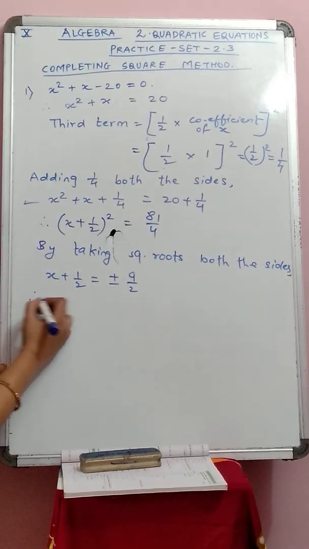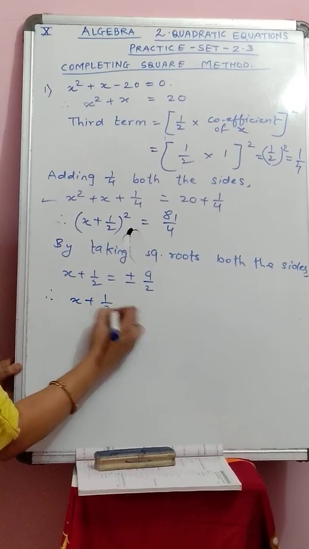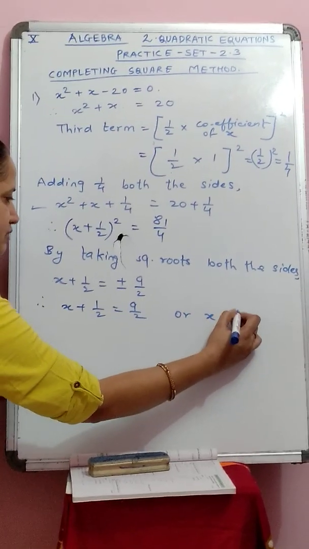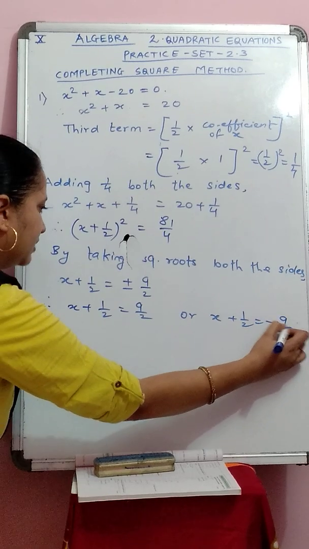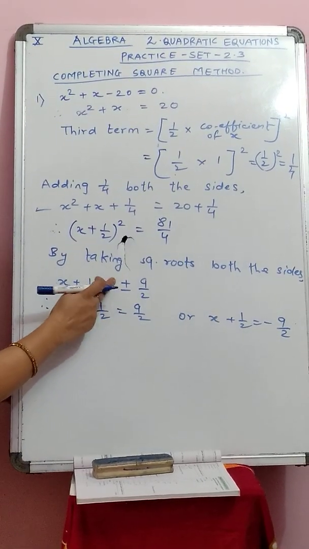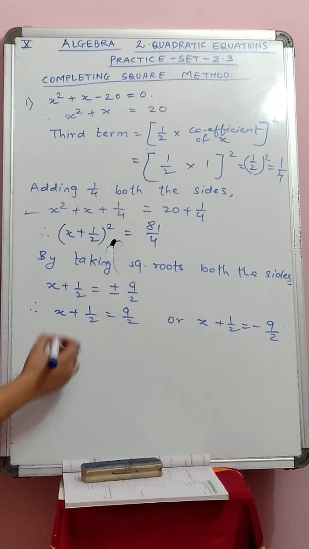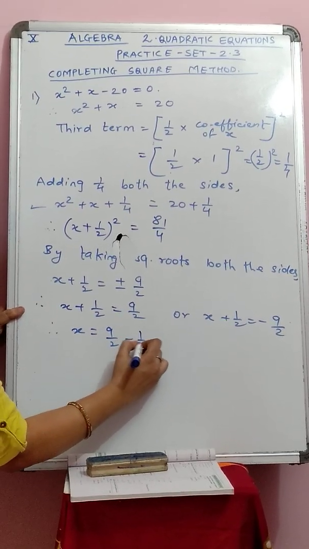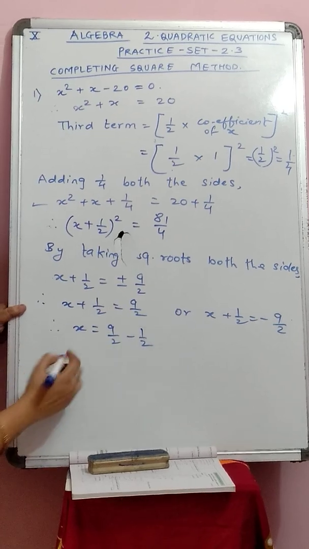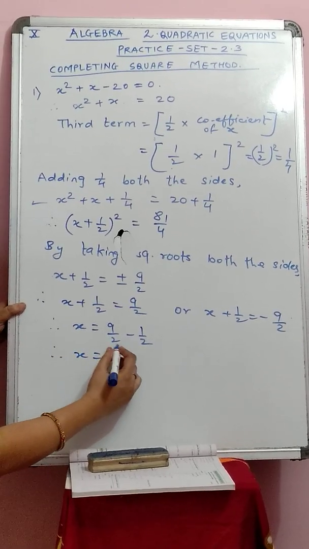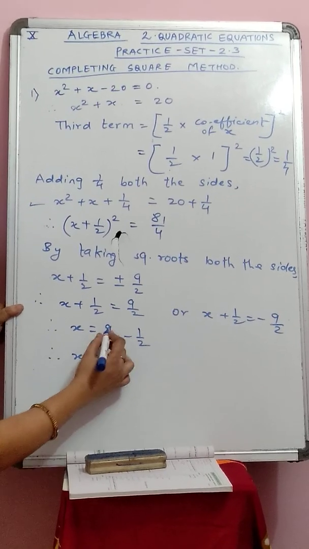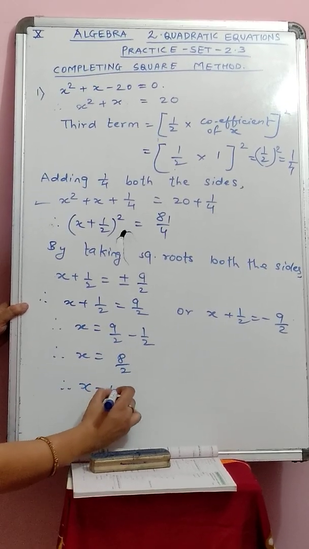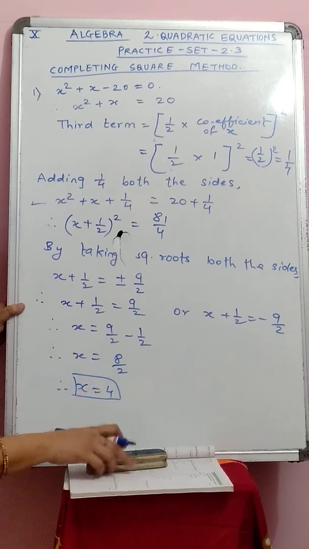Now you are going to solve it. Now it can be x plus 1 upon 2 is 9 upon 2, or x plus 1 upon 2 is equal to minus 9 upon 2. You have got two values, no? Plus 9 upon 2 and minus 9 upon 2. Here x is equal to 9 upon 2 minus 1 upon 2. This 1 upon 2 will go to that side, and x is equal to, see, the denominator is the same, so we can subtract it. 9 minus 1 is 8. Therefore x is 4. This is the first value.